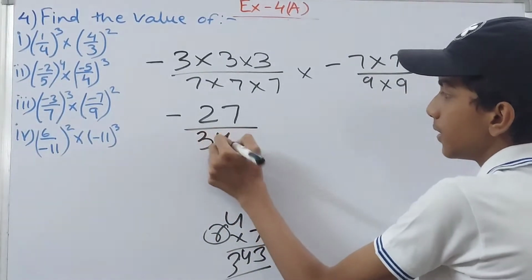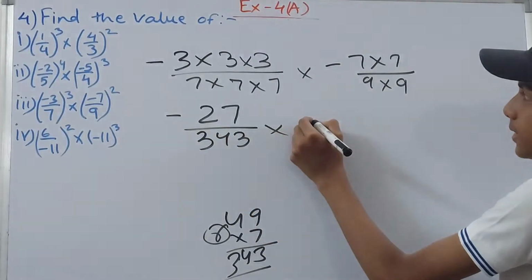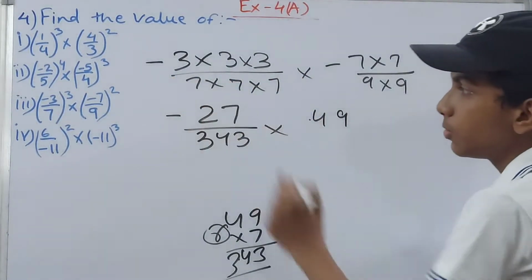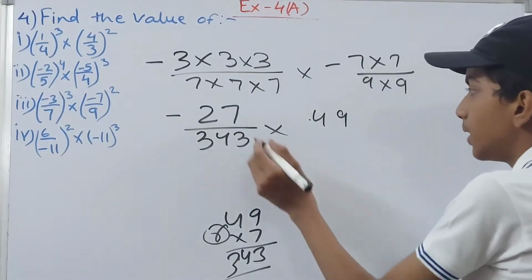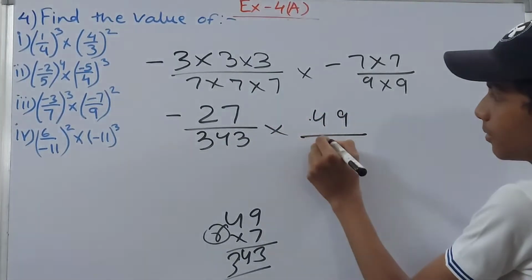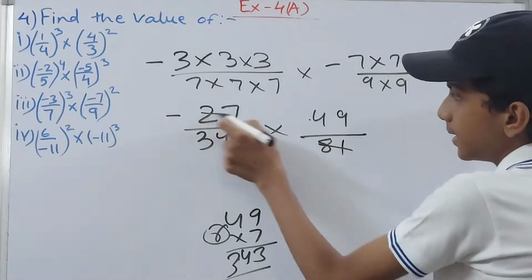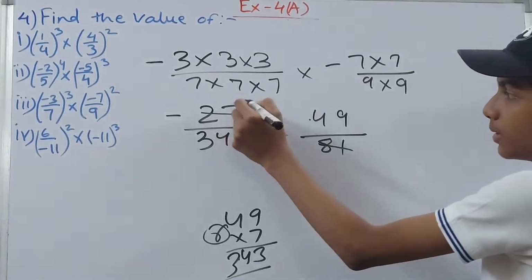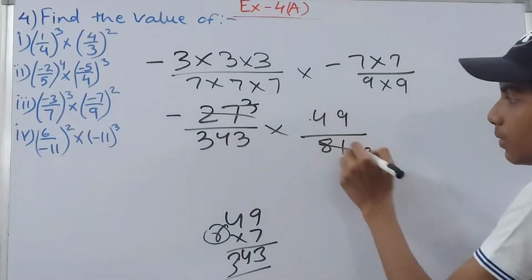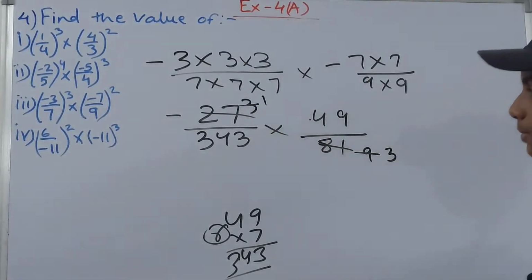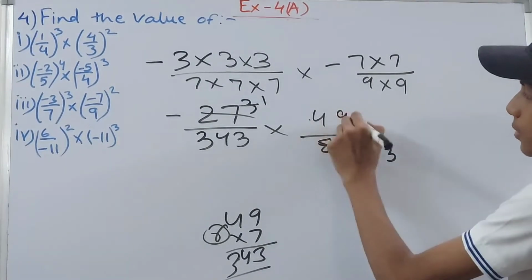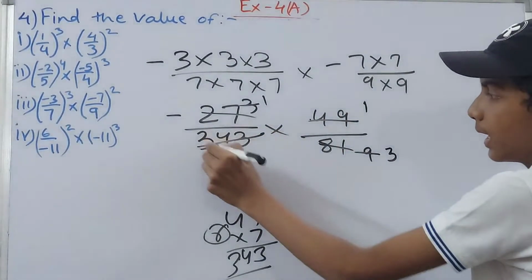So 343 here, into minus 7 into 7, which becomes 49, and you see that our exponent is 2, which is even, so we will not put a minus sign here, upon 9 into 9 is 81. Now we can cancel: 9 goes into 81 nine times, and 27 divided by 9 gives 3, then by 3 again, so 1 and 3. And 49 into 7 is 343, so by 49 I'll cancel, this becomes 1 and this becomes 7.